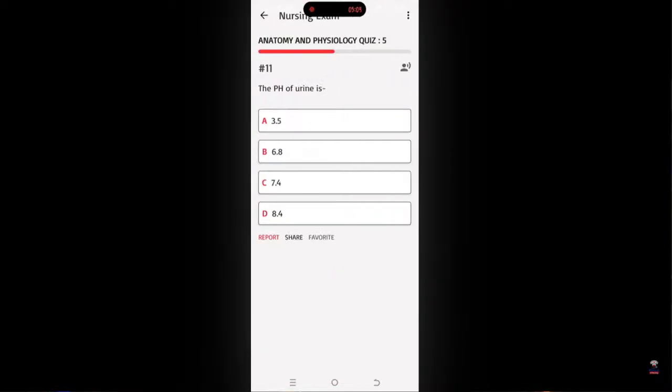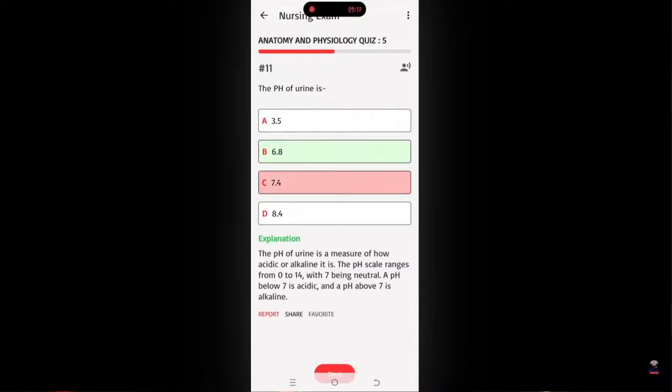The pH of urine is A. 3.5, B. 6.8, C. 7.4. No. Correct answer is B. The pH of urine is a measure of how acidic or alkaline it is. The pH scale ranges from 0 to 14, with 7 being neutral. A pH below 7 is acidic, and a pH above 7 is alkaline.